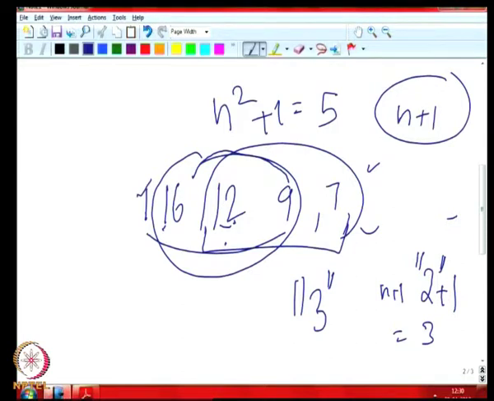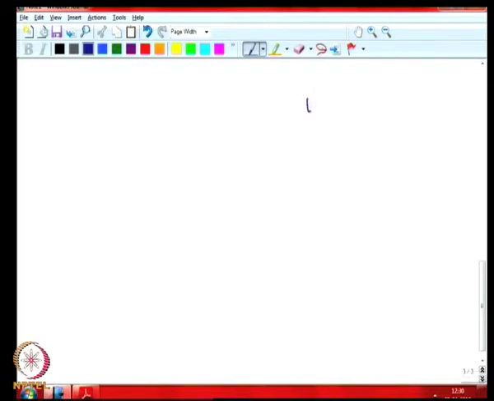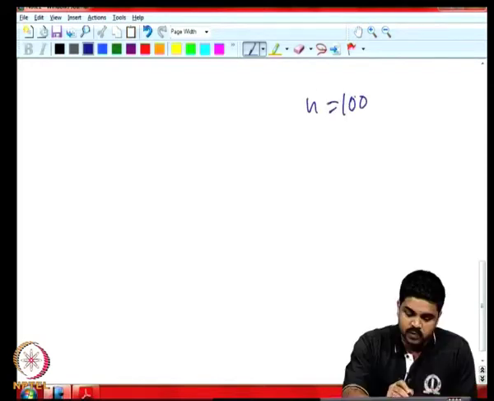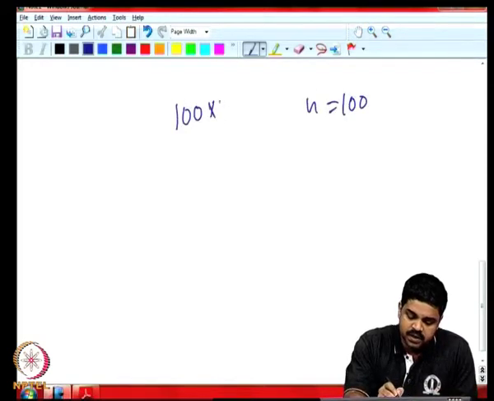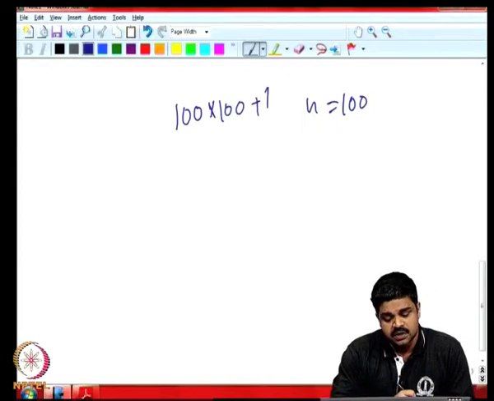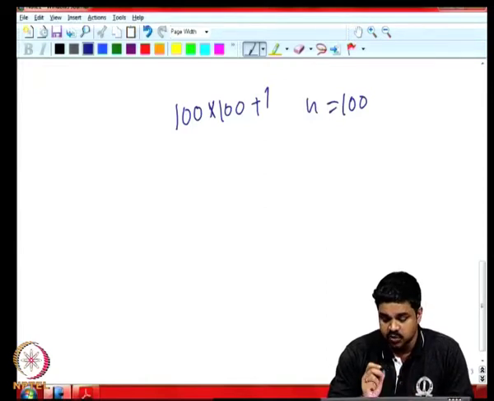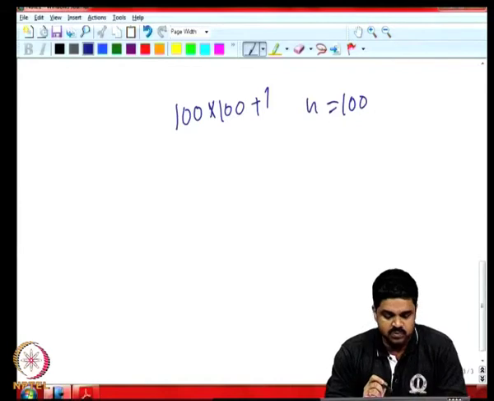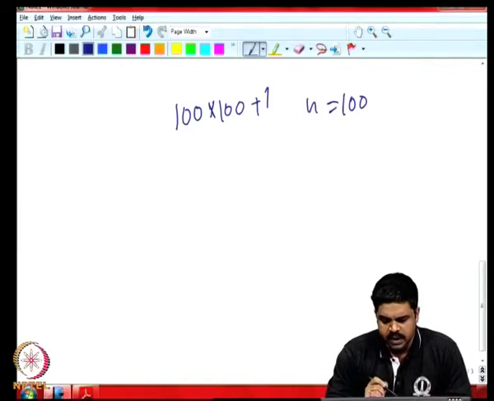As long as there are sufficiently large numbers, in this case n square plus 1 numbers, right. So n can be anything, n can be 100, right. N square plus 1 would mean 100 into 100 plus 1, right, 10,001. If you have 10,001 numbers, and if you arrange them in any order, they are distinct numbers, right. So now nothing is equal to each other.